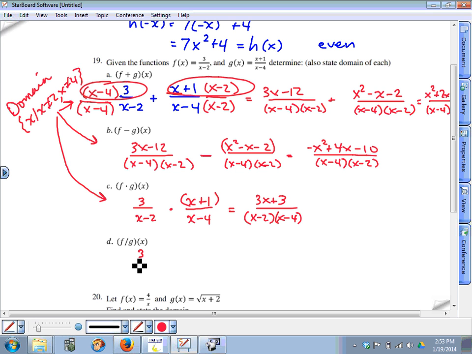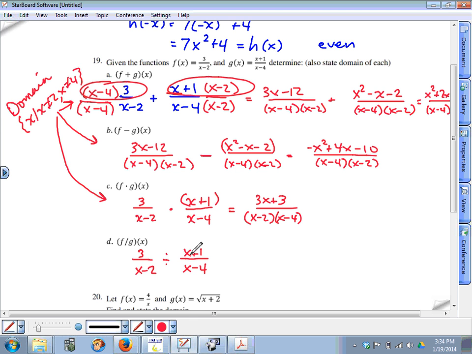Now dividing 3 over x minus 2 times x plus 1 over x minus 4. Let's see, that should be divide. So in order for this division to even be possible, x can't be 2, x can't be 4, but you'll see at the end of this problem there's going to be an additional x value that's going to have to be excluded. So the domain for part D is going to be slightly different than for A, B, and C.